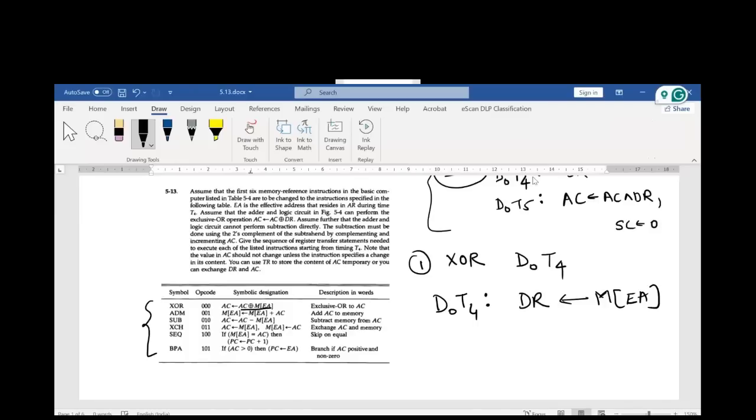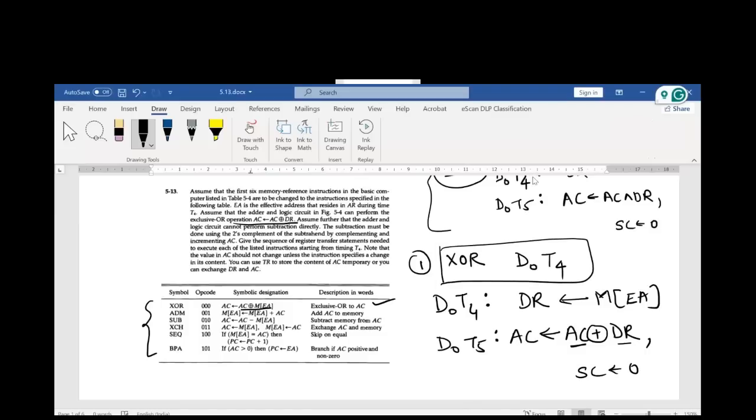Now once the operand is there in DR, what is the next step? D0 T5, simply carry out AC equals AC XOR DR. Here it is given that the XOR operation is available in your ALU. So I can directly perform XOR with the two registers AC and DR. Now this task is done, the XOR to AC is done. So we'll set the sequence counter to 0. So this is my first instruction.